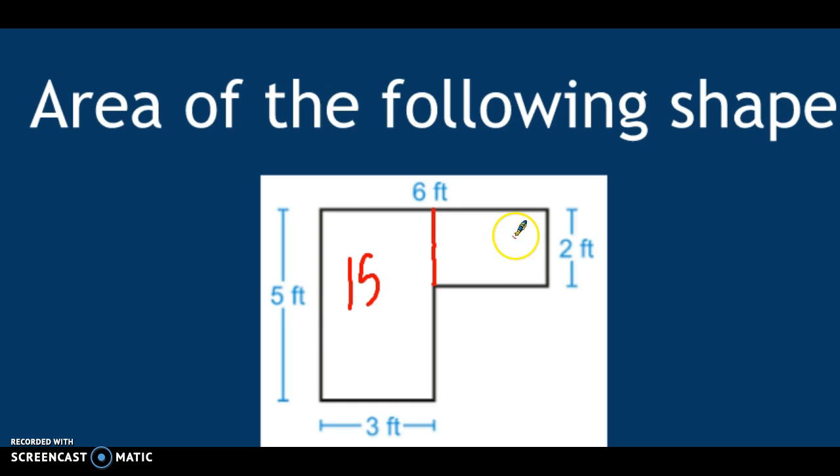For this one, this whole thing is 6, and you take out this 3, that leaves me with 3 by 2. When you multiply those together, that is 6. And 15 plus 6 is 21 square feet.